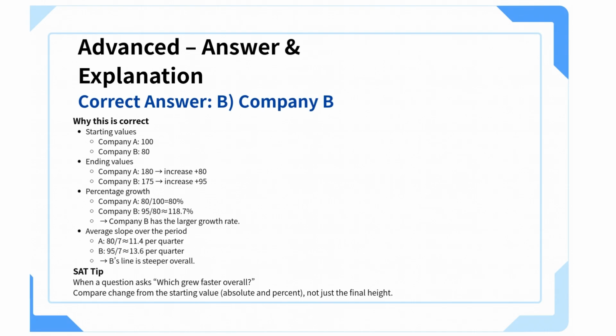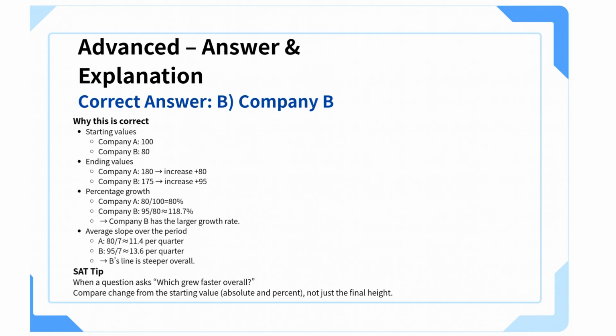Here's why the correct answer is Company B. Company A begins at $100,000 and ends at $180,000. That is an increase of $80,000. Company B begins lower, at $80,000, but ends at $175,000. That's an increase of $95,000, already larger than Company A's increase.